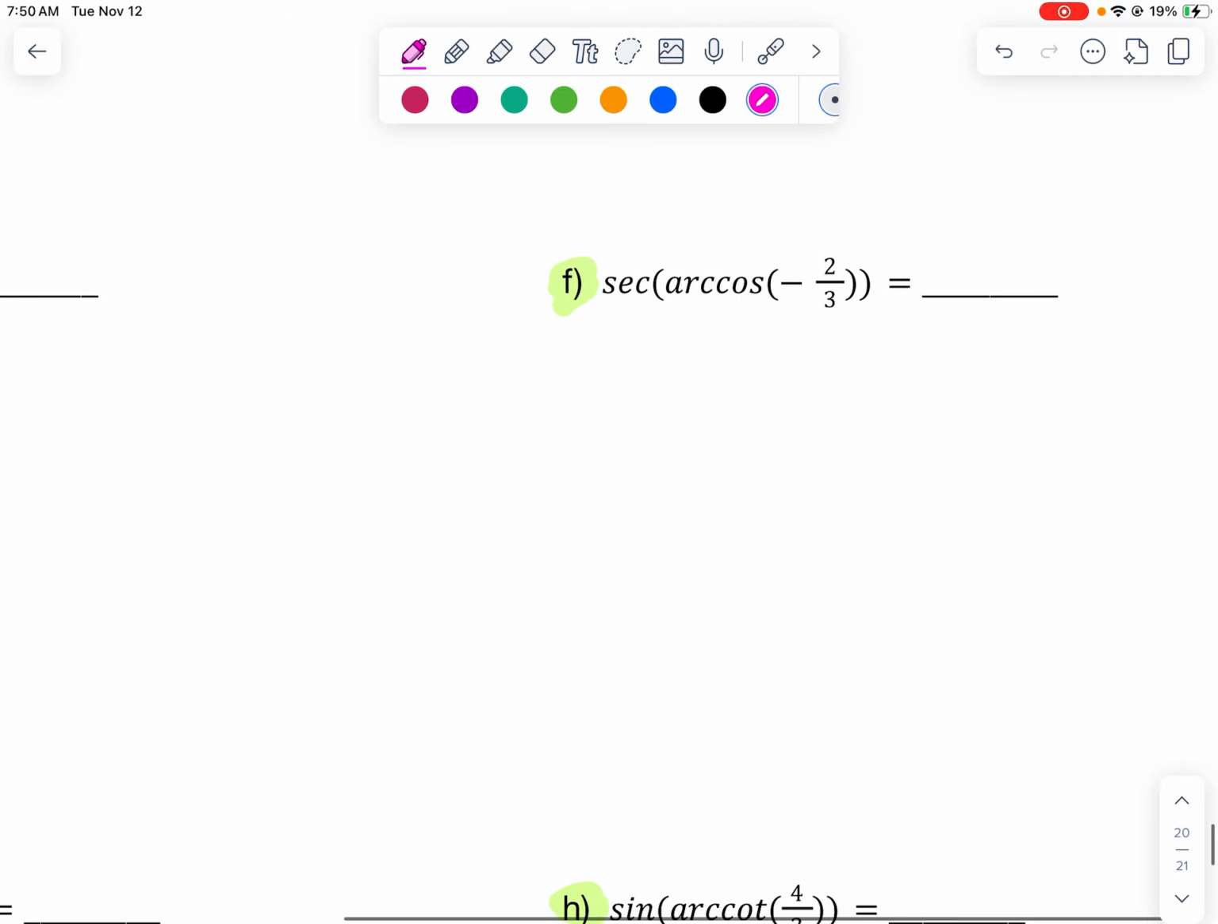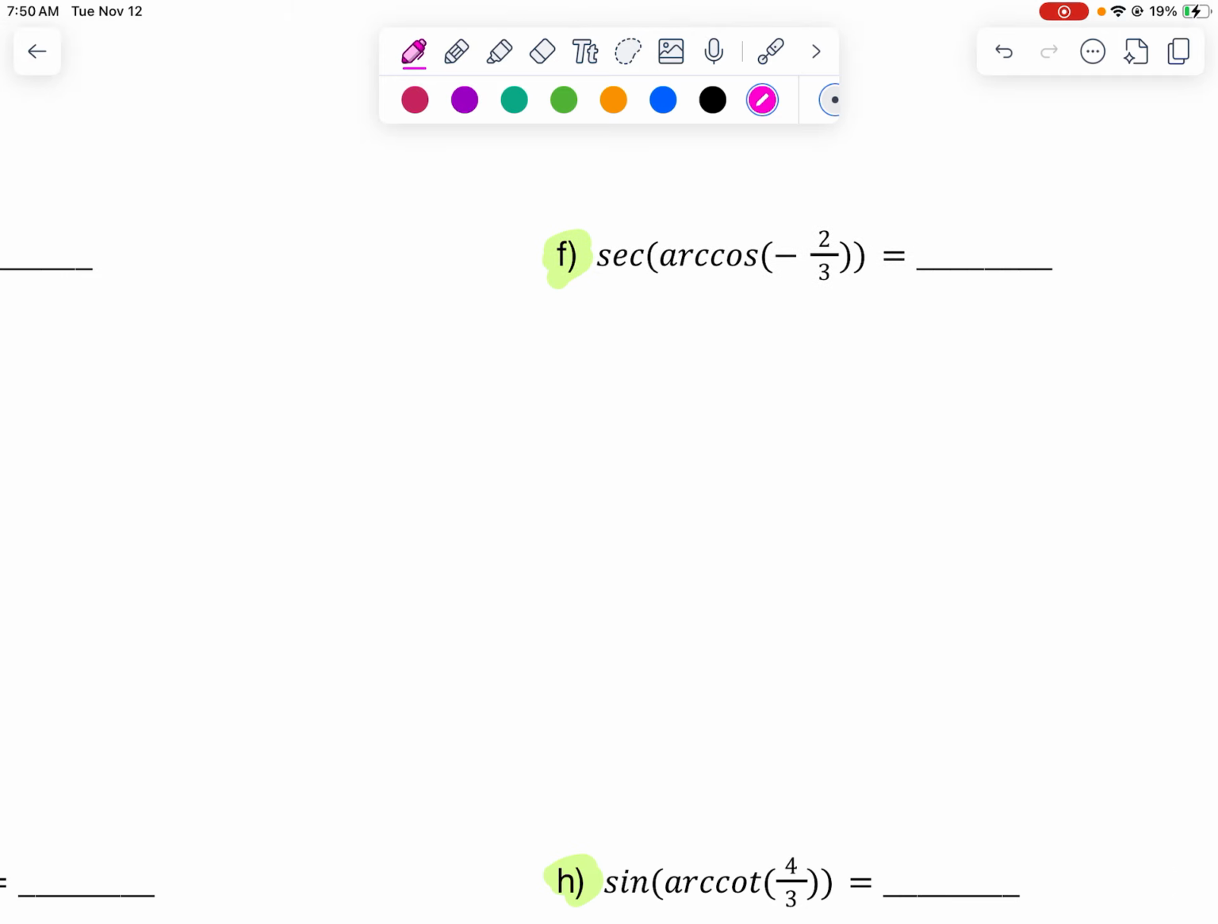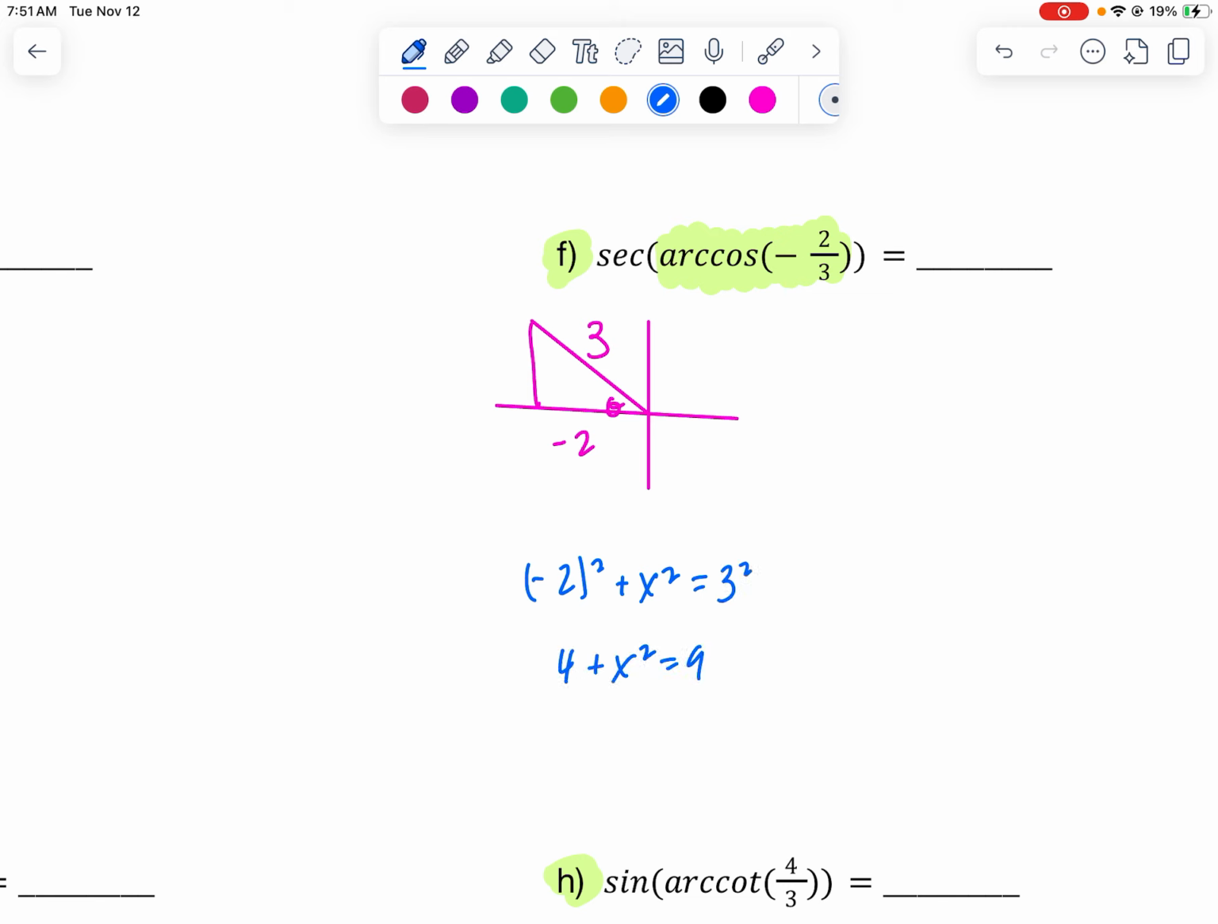Okay. F is a little bit different, right? We see that we have that secant value. But again, first we're going to calculate the arc cosine of a -2/3. Right, cosine is either between quadrants 1 and 2, so it is negative, so we are going to be in quadrant 2 to start out. There's my theta, so cosine is -2/3. Okay, this one I actually do have to do the Pythagorean theorem. So then we get x is equal to radical 5.